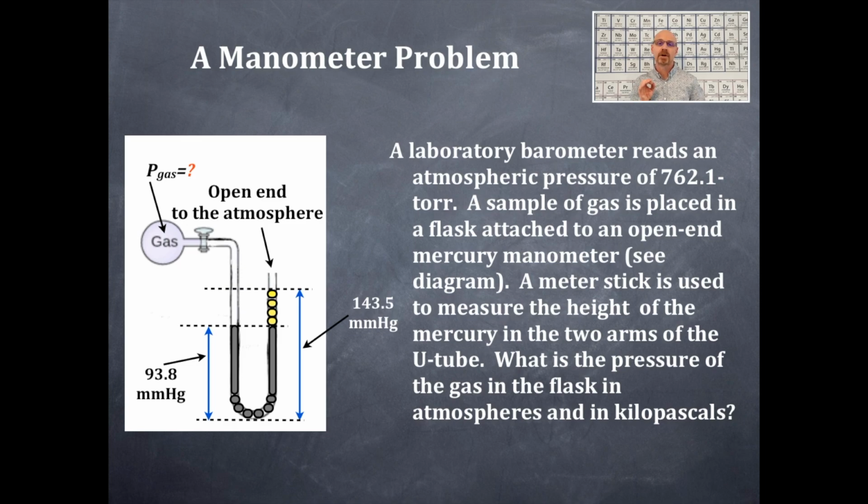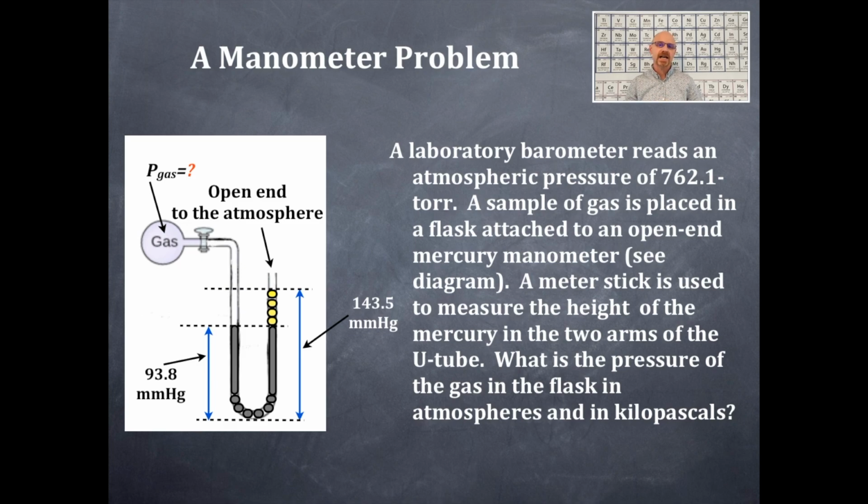A laboratory barometer, that's not a manometer, but a laboratory barometer, reads an atmospheric pressure of 762.1 torr. A sample of gas is placed in a flask attached to an open-end mercury manometer. See diagram. A meter stick is used to measure the height of the mercury in the two arms of the U-tube. What is the pressure of the gas in the flask in atmospheres and in kilopascals?